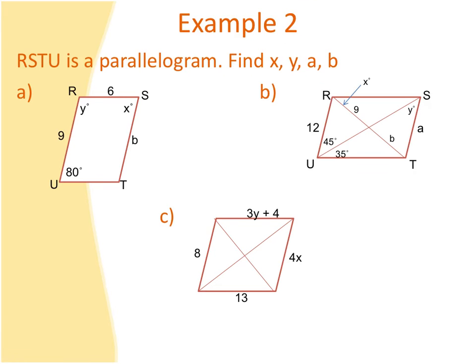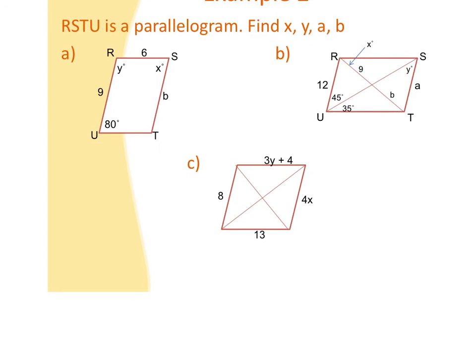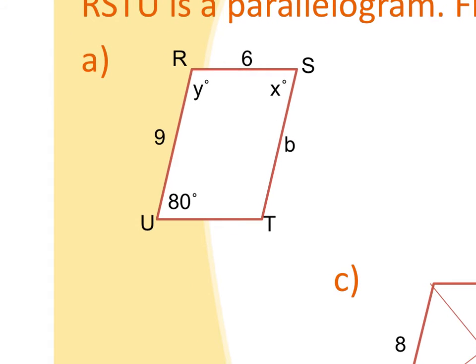All right, example 2. They're telling us that RSTU, well, only 2 of them have RSTU, but it wants us to find the missing pieces. So on my first one, letter A, what is the value of B? How much is B? Kimberly? 9. Opposite sides are congruent.